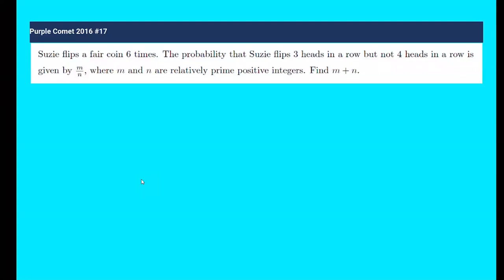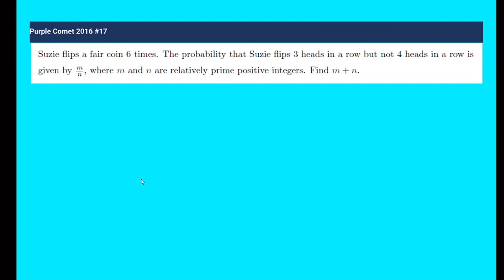Okay, here's another question, which is the 2016 Purple Comet, and this was number 17. So this is a probability question, and we are going to flip a coin 6 times, and we are looking for the probability of getting 3 heads in a row, but not 4 heads. Since we don't really know where the 3 heads should be, maybe the first 3, maybe the last 3, maybe some 3 in the middle, we'll just go ahead and start solving this problem by doing some casework.